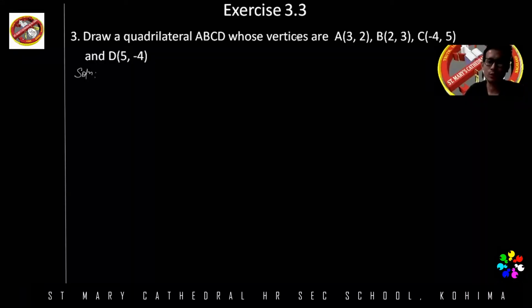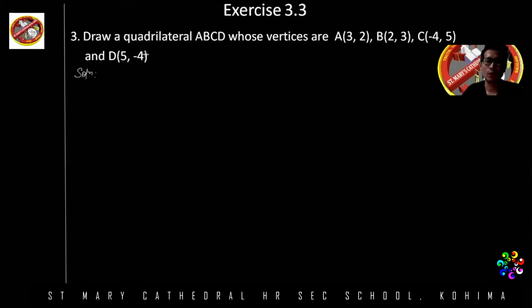Question number 3.3. Draw a quadrilateral ABCD whose vertices are point A, abscissa 3, ordinate 2, point B, abscissa 2, ordinate 3, point C, abscissa minus 4, ordinate 5, and point D, abscissa 5, and ordinate minus 4.